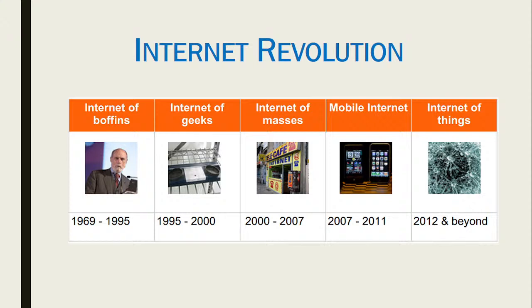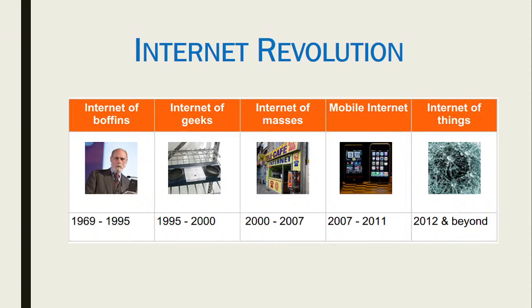Here in this slide you can see the Internet of Boffins, Internet of Geeks, Internet of Masses, Mobile Internet, then Internet of Things. These are different eras of the internet. They are different stages that are distinct from each other, but also similar in so many ways. They are more similar than distinct, actually. That's why the earlier internet and the internet today have so many things in common. So we'll see all that.